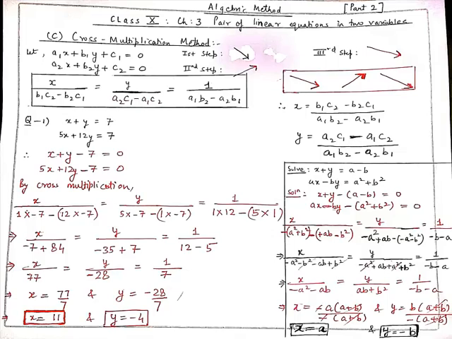As you all know, we are doing algebraic methods to solve pairs of linear equations in two variables. Substitution and elimination methods have already been covered in the last video. So today we will be doing the cross multiplication method. Let's say I take two linear equations: a1x plus b1y plus c1 equal to 0 and a2x plus b2y plus c2 equal to 0.